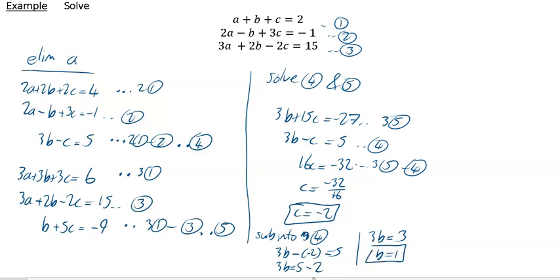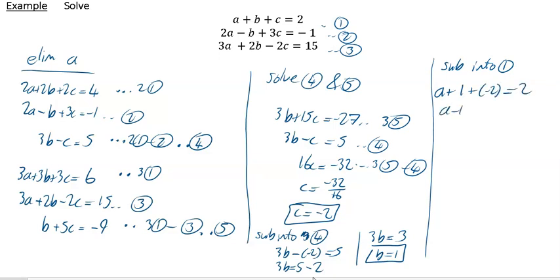So I've got my b and I've got my c. We can then sub those both into equation 1. So this is my original equation 1, which was a plus b. Instead of b, I'm going to write 1, plus my c, which was minus 2, and that was equal to 2. So that's a minus 1 is equal to 2, so a is equal to 3.